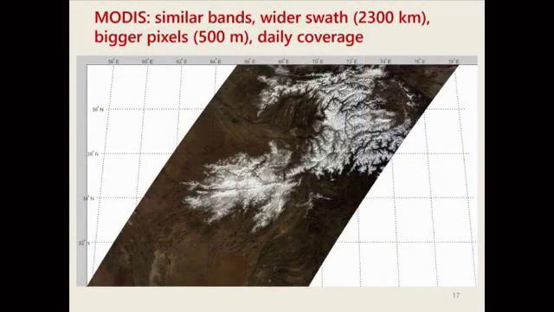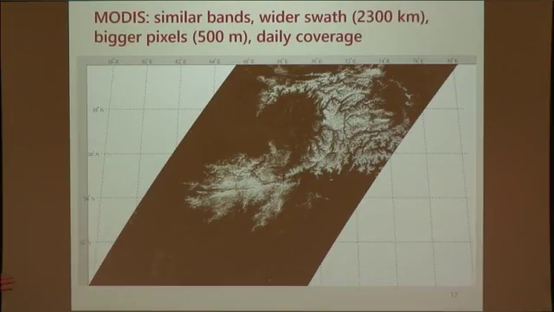So now MODIS has very similar bands to what's on Landsat, but it's got a swath of 2,300 kilometers. And this is a MODIS tile that is 1,200 by 1,200 kilometers. So that's 1.44 million square kilometers. The state of Washington is 180,000 square kilometers, so this is 8 times the size of the state of Washington. And this one we get daily coverage, all right? But the spatial resolution is 500 meters.